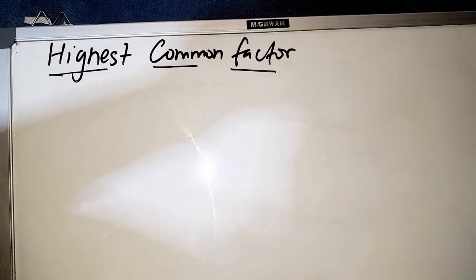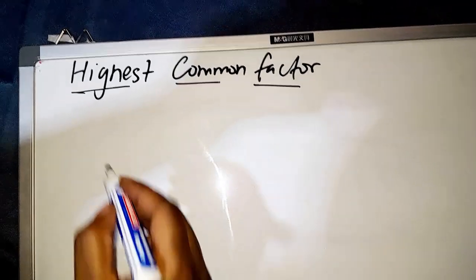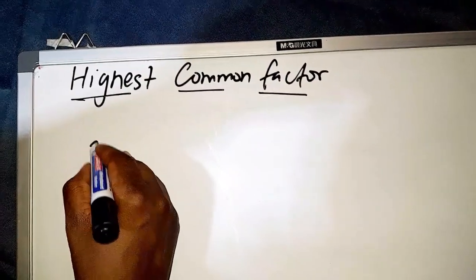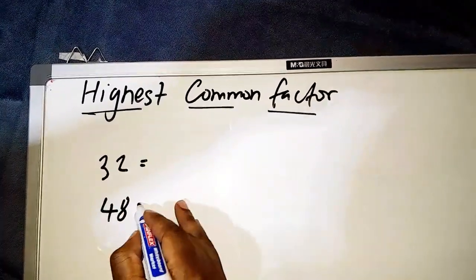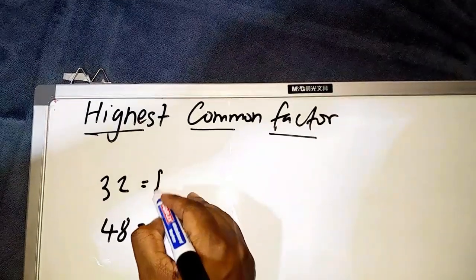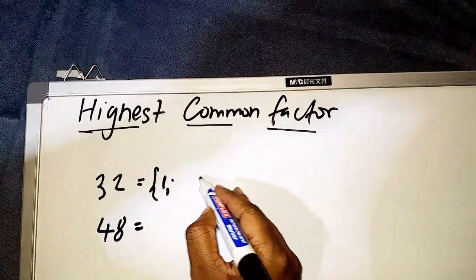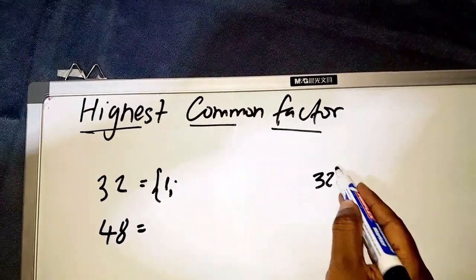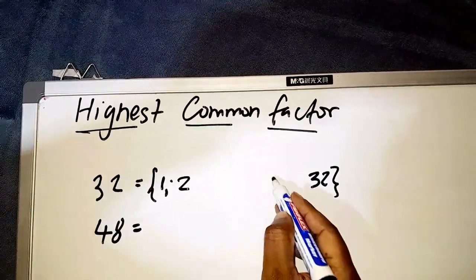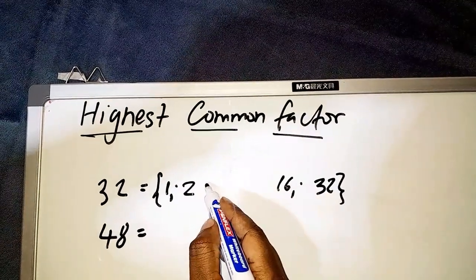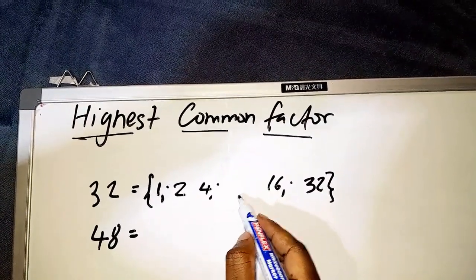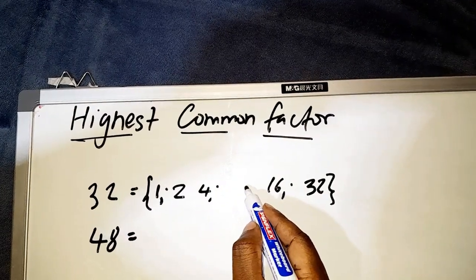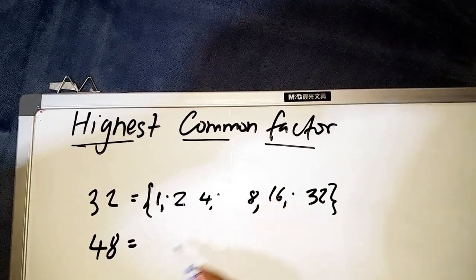Let's talk about finding the highest common factor. For instance, you may have 32, and let's talk about 48. I think when we wrote all the factors of 32, we had 1 and 32 here, and then 2 and 16 there, and then 4, and then what? We had an 8. You see that?